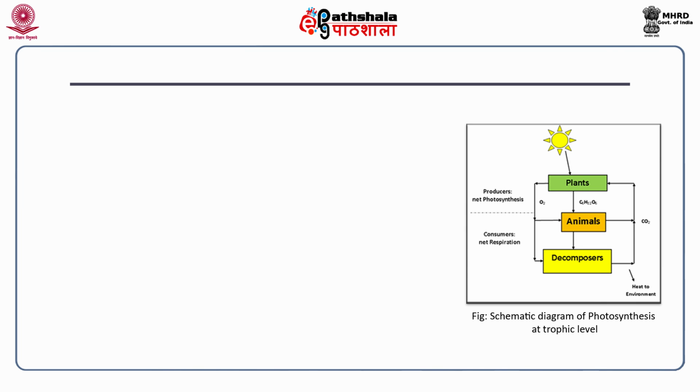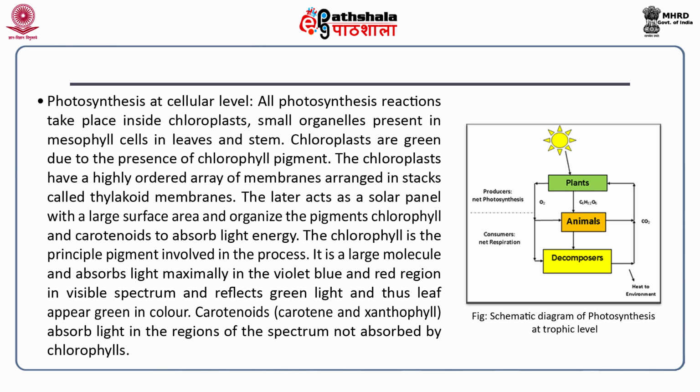This figure shows photosynthesis at trophic level and photosynthesis at cellular level. All photosynthetic reactions take place inside the chloroplast, small organelles present in mesophyll cells in leaves and stem.